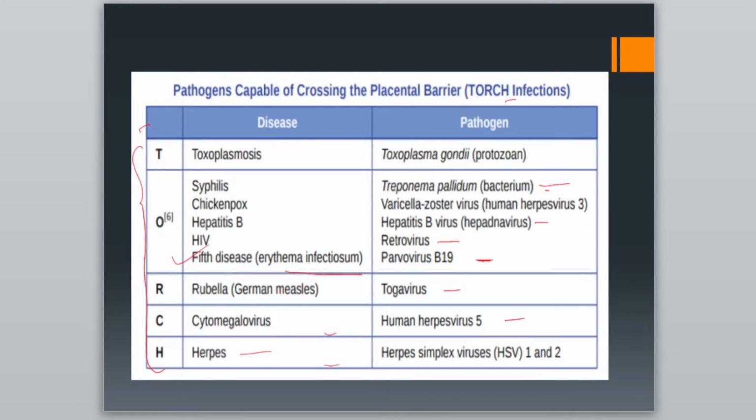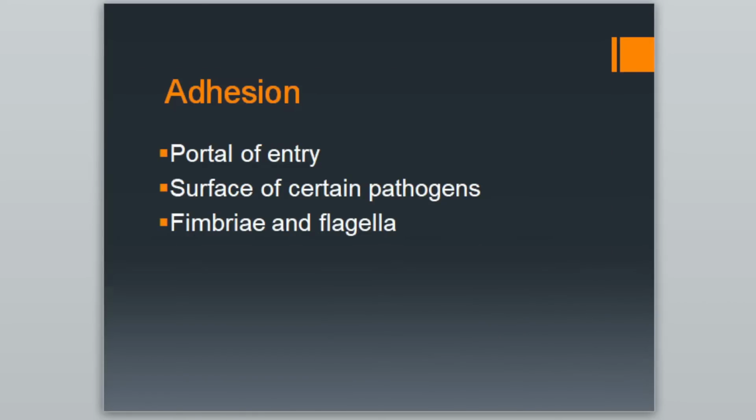Okay, now coming to adhesion. After the initial exposure, the pathogen adheres, meaning it sticks at the portal of entry. The term adhesion refers to the capability of pathogenic microorganisms to attach to the cells of the body using adhesion factors, and different pathogens use various mechanisms to adhere to the cells of the tissue. Clear?